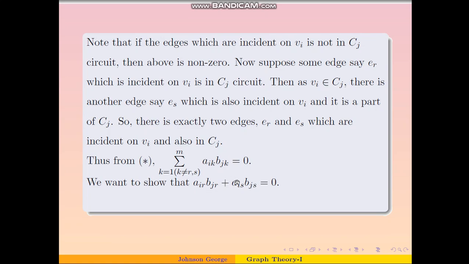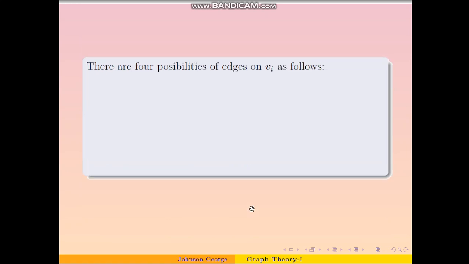Now we have to prove that the whole equation star is equal to 0, and therefore we have to prove that this addition is equal to 0. We know that both the entries are not 0, but we have to show that the addition is equal to 0. Now let us fix an orientation for Cj. That means we can give it clockwise orientation or anti-clockwise orientation. I am taking clockwise orientation for the cycle Cj.